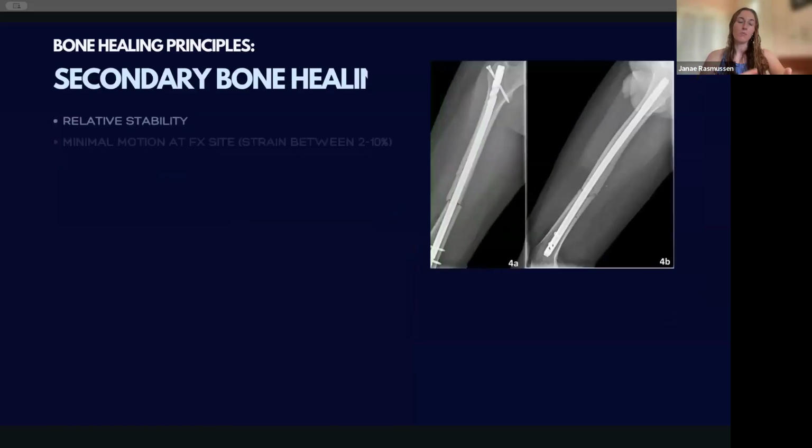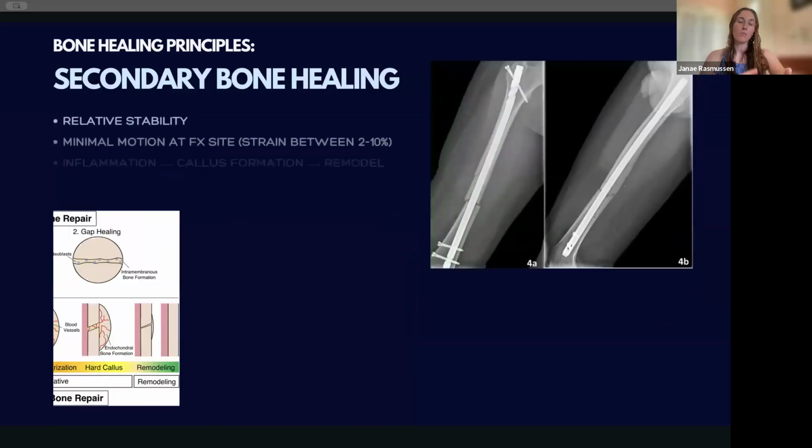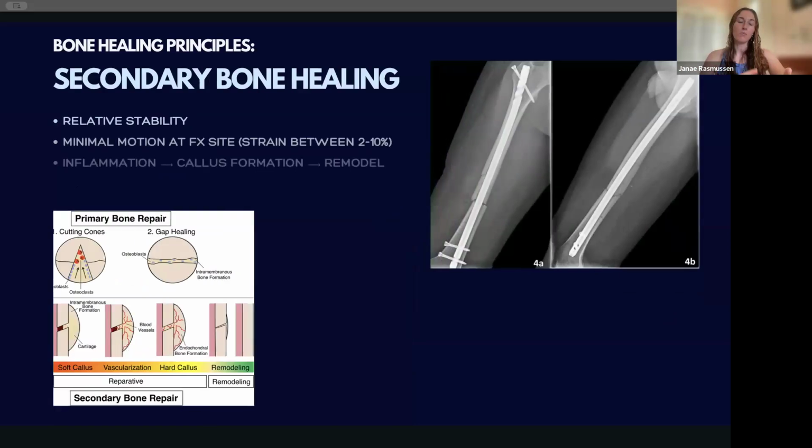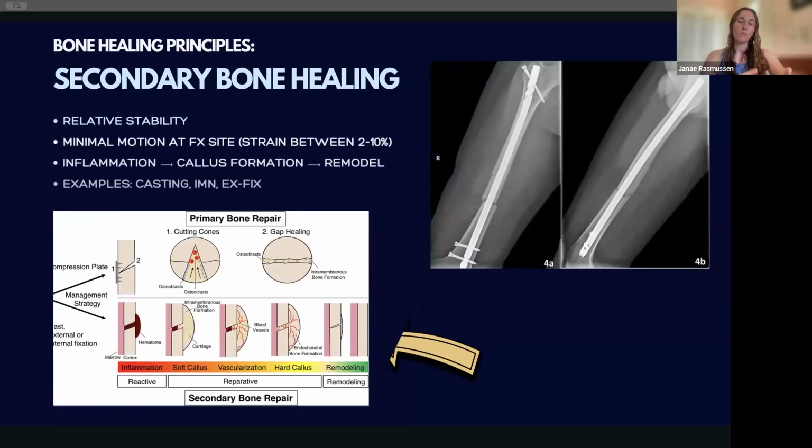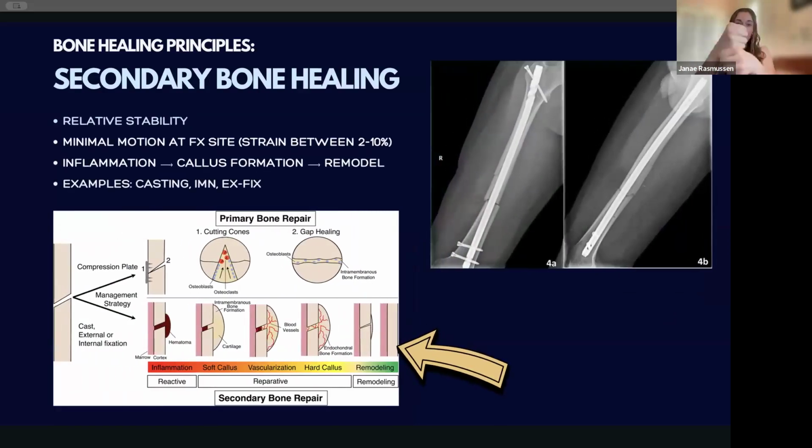Then we have what we call secondary bone healing. This is comminuted pieces, or you're using a nail where you're not getting the fracture to be perfectly reduced, allowing for strain between 2 to 10%. And this is where we get callus formation. And when we get that callus formation, this allows for remodeling. And this is what allows for the bone to ultimately heal with time.